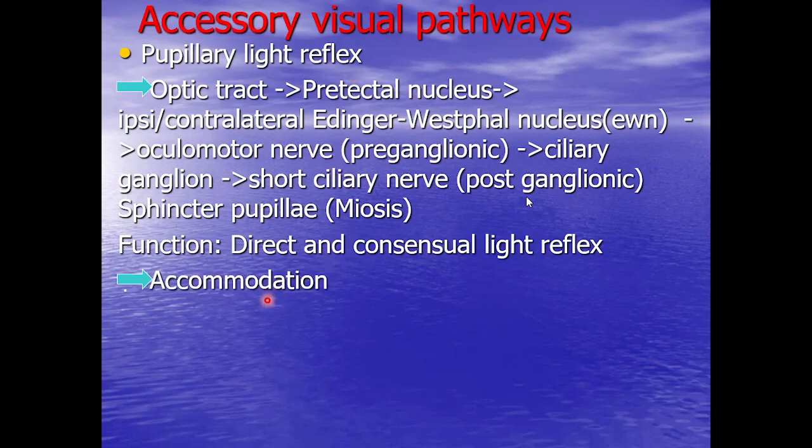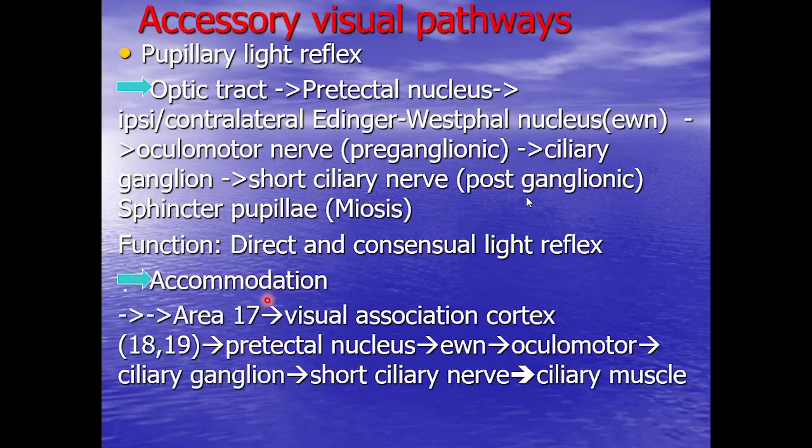For the accommodation, we said accommodation is that contracting of the ciliary muscle, and that accommodation light passes all the way up to the visual cortex, the visual association cortex, then motor, and then through the short ciliary nerve to the ciliary muscle. So the ciliary muscle contracts.